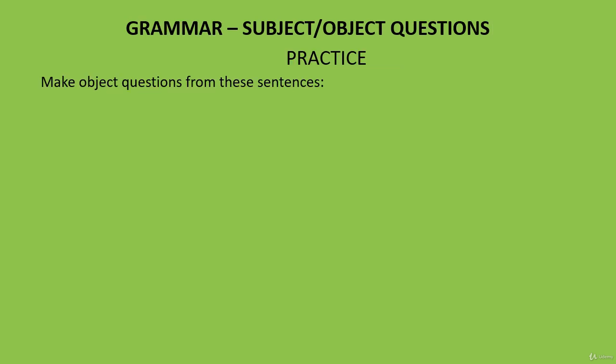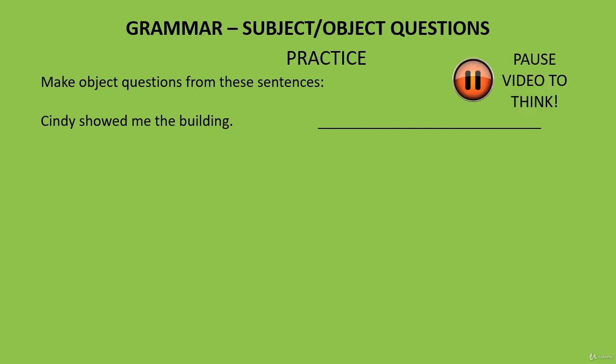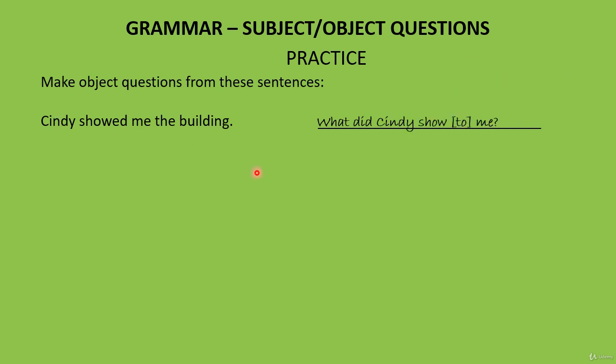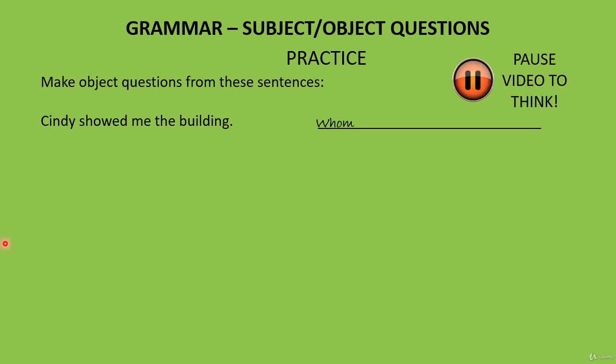Make object questions from these sentences. What did Cindy show me? You can write to if you want, there's no difference. Or we can ask about the indirect object. Who did Cindy show the building to? Or, whom did Cindy show the building, in very formal English.